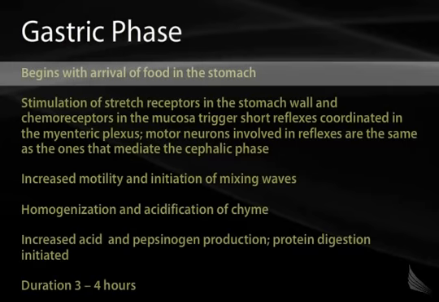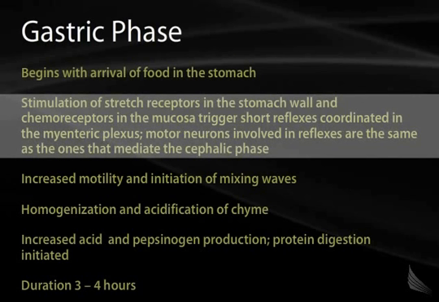The gastric phase formally begins with the arrival of food in the stomach, but again I want you to remember, all of these phases may be occurring all at once. Formally, the gastric phase begins when food arrives in the stomach, and by the arrival of food, this phase is potentiated. The stimulation of the stretch receptors in the stomach wall and the chemoreceptors in the mucosa will trigger reflexes coordinated in the myenteric plexus, and the neurons involved in these reflexes are the same as those that mediate the cephalic phase. Again, this outlines that these things will occur in unison throughout the tract.